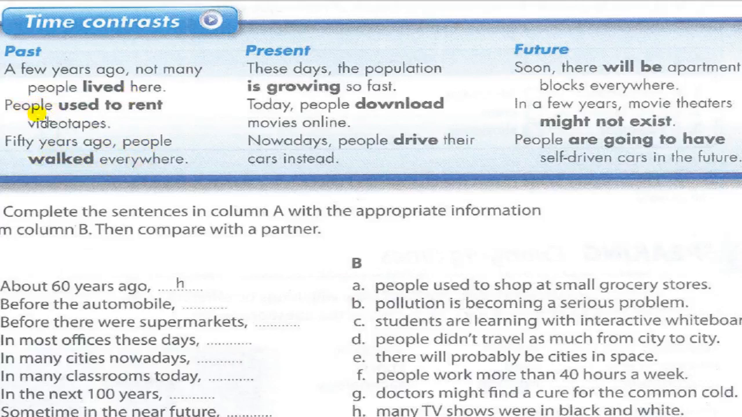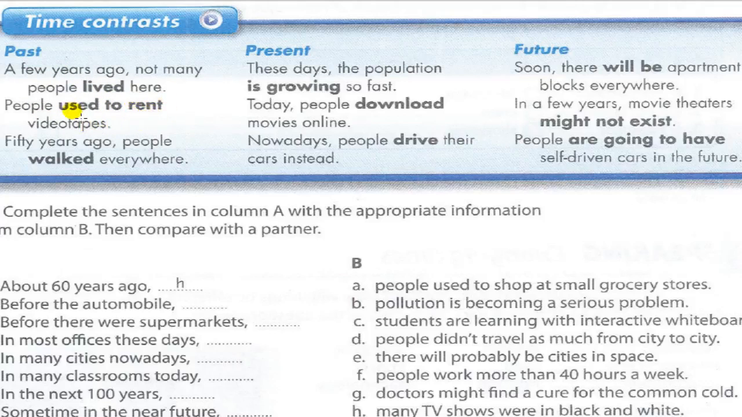What about a habit, a repeated action in the past that I stopped doing now? People used to rent videotapes. We use subject, used to, plus main verb, rent. People used to rent videotapes. To express the past, you can use the simple past, subject, verb plus d, ed, ied, or subject, used to, infinitive.